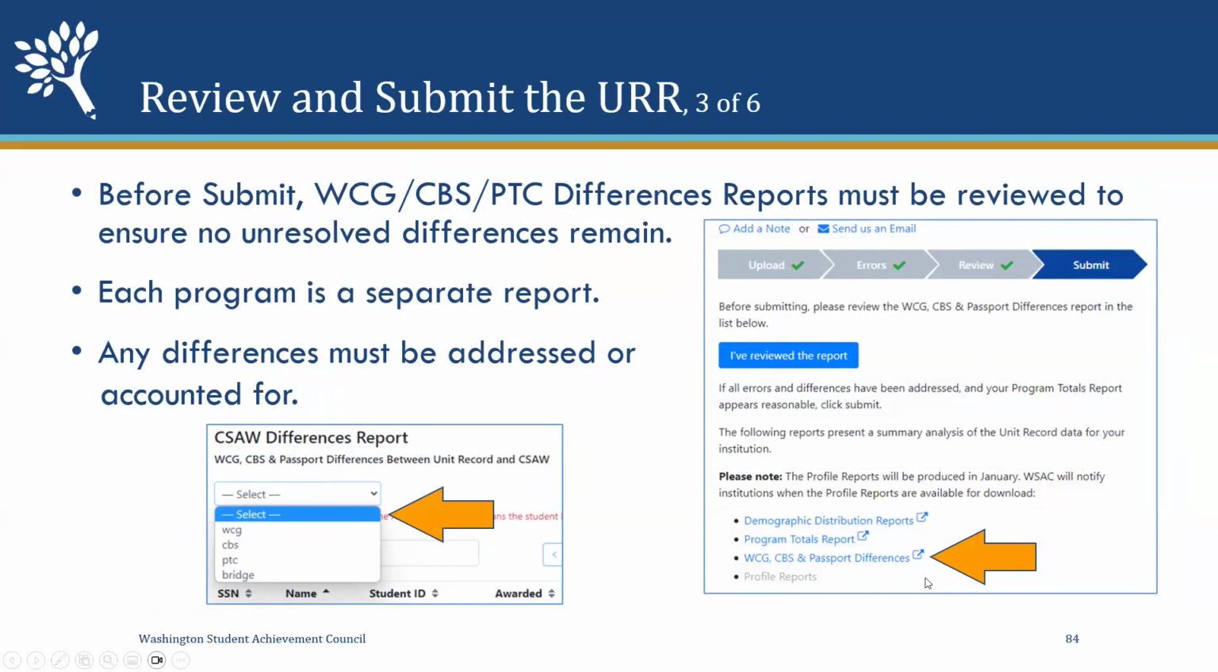Before you do so, we need you to look at this WCG, CBS, and passport differences button. And when you click that, you will see that there are actually 4 programs within that. In addition to the 3 I just mentioned, Bridge Report is also here. These are the screens that show you what we see on our end as reviewers.